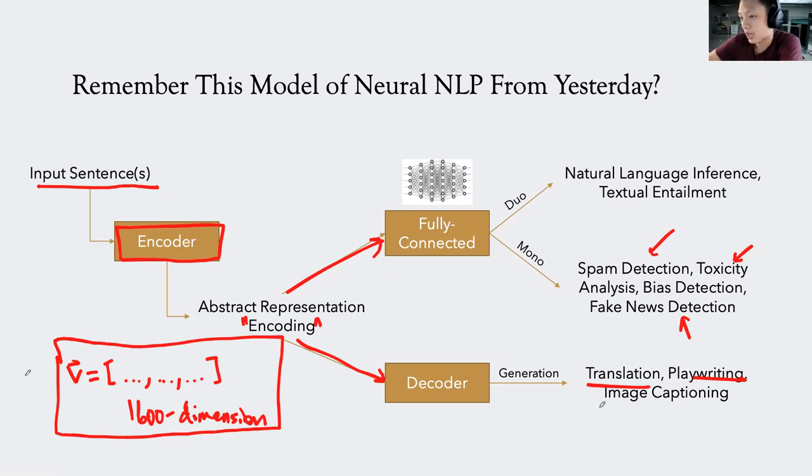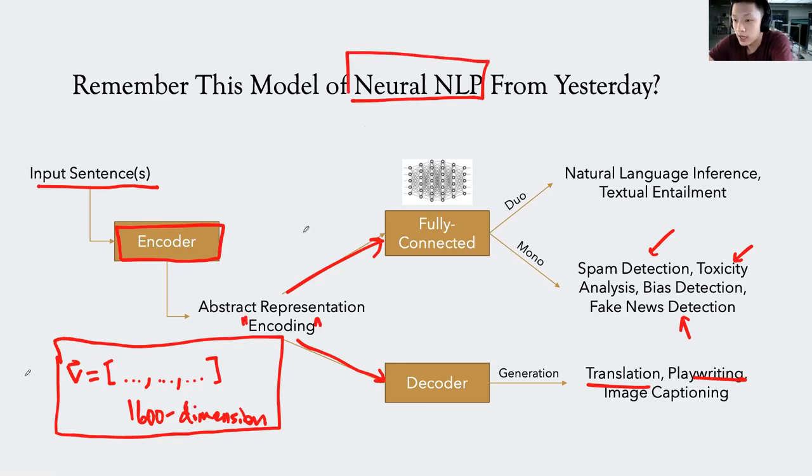And finally, you have image captioning, which is taking in an image and, without any assumptions about this image, you can generate a description of what's happening in this image, which I think is quite fascinating. So this was just a brief review of what we talked about yesterday with neural NLP.